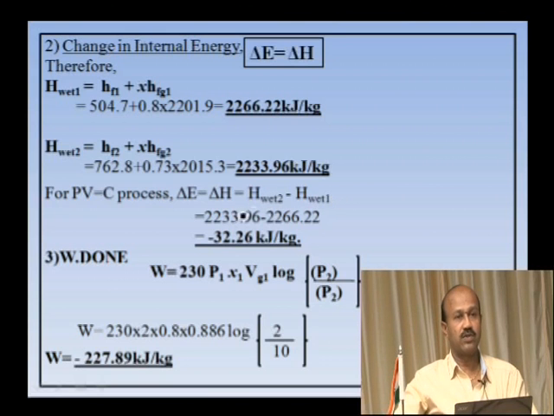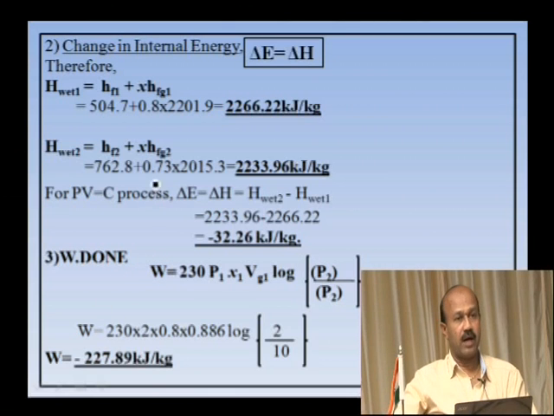Therefore, delta E is nothing but delta H, finally H wet 2 minus initially H wet 1. So we got a minus. At the beginning I told you, because of lesser dryness fraction compared to the initial condition, here we got a minus answer. That means the quality has reduced, that is minus 32.26 kilojoules per kg of internal energy changed or reduced.